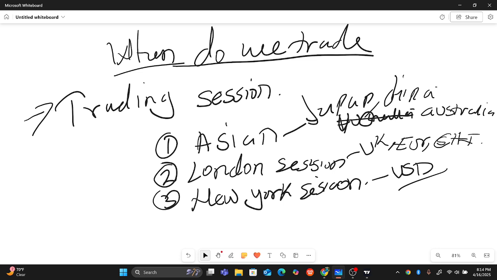And of course, when these sessions just open, things normally change. And there's normally an overlap, because the London session and New York session normally overlap between 3 p.m. and 7 p.m. And that's when the market normally moves crazy.